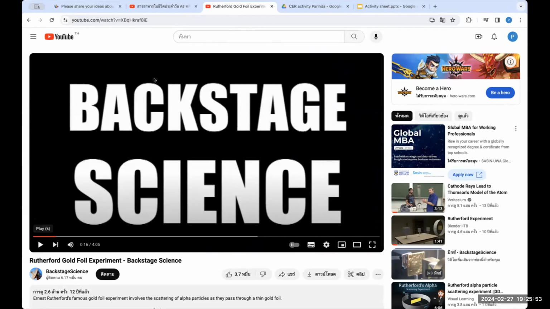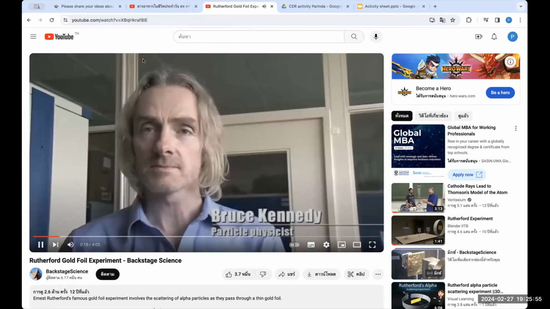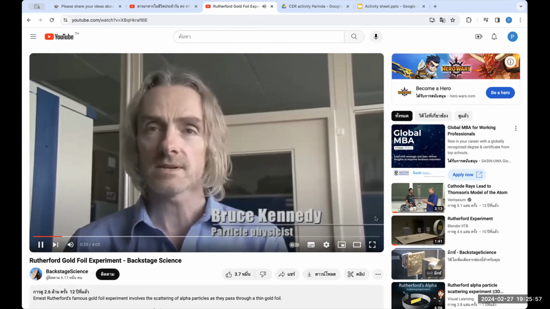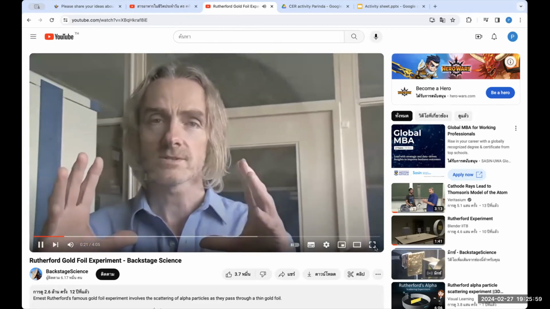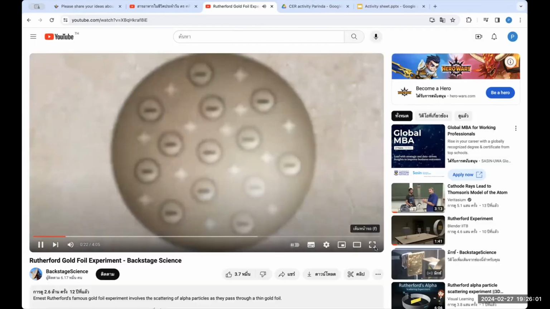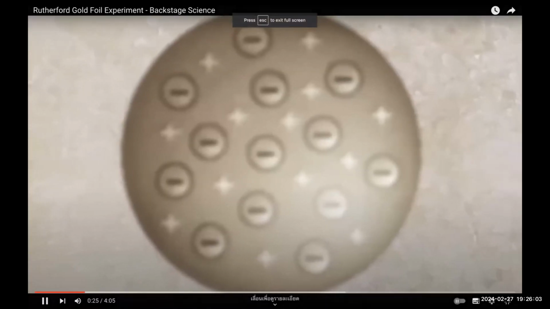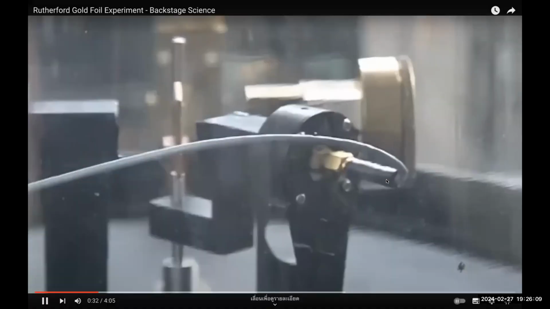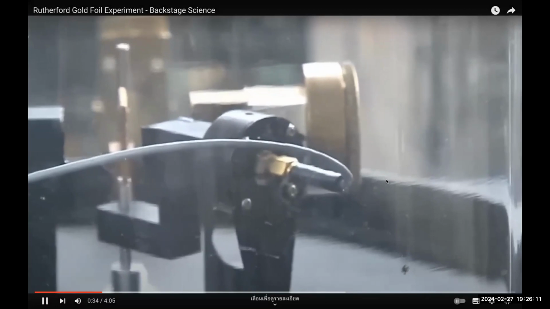Thank you. At the time he carried out the experiment, the atom was thought to be a blob of positive charge with negative electrons embedded inside it. Now Rutherford set up an experiment to direct a beam of alpha particles, which he knew to be heavy positively charged particles, and we now know to be the nuclei of helium atoms, through a very thin gold foil.